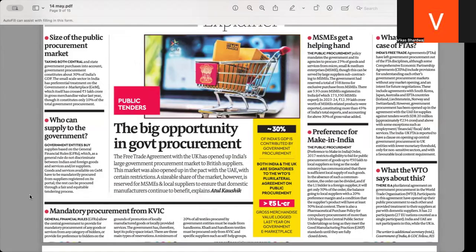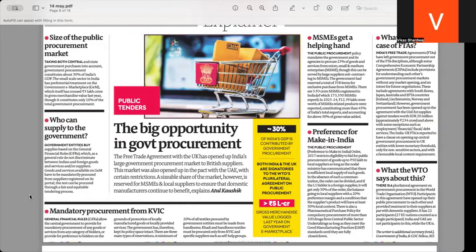Another very important point is that both central and state government purchase is about 30% of India's GDP. The small scale sector in India has preferential treatment on the Government e-Marketplace, which itself has crossed 5 lakh crore in merchandise, though it contributes only 10% of the total government procurement. So this is very, very important.